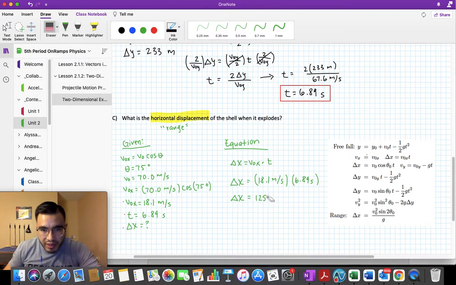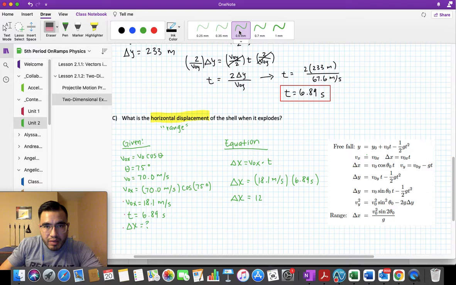I know my 5s look like an S. Let me fix it before you guys complain. Here you go, that's better. Meters.